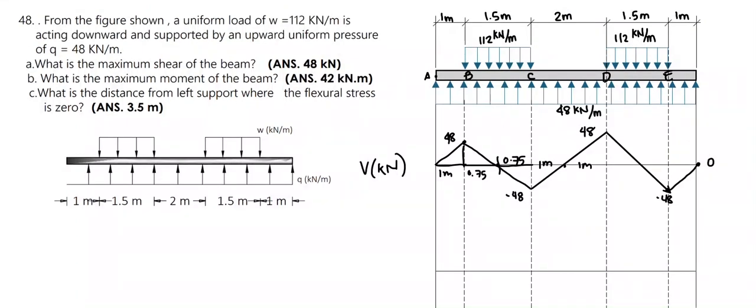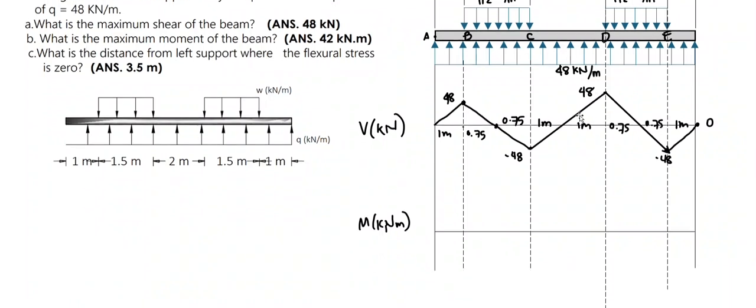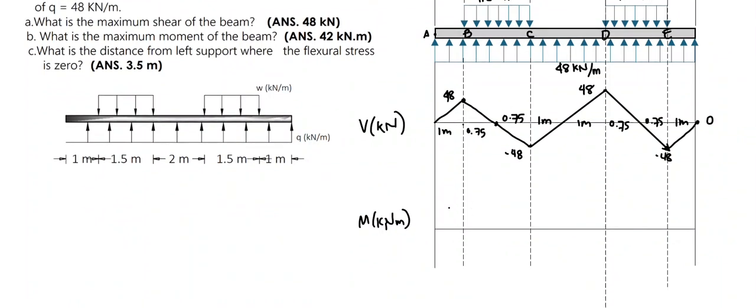And then going from D to E, from 48 to negative 48, this would form 2 equal triangles. So just like before, this 1.5 meters will be divided into 2 equal parts. This one is 0.75 meters and this one is 0.75. And this one is 1 meter. Now that we have the value for shear, we're going to proceed solving for the moment diagram of the beam. The moment is just equal to the area of the shear diagram. So going from 0, it increases parabolically because this is a first degree line, so it becomes a second degree line in the moment diagram.